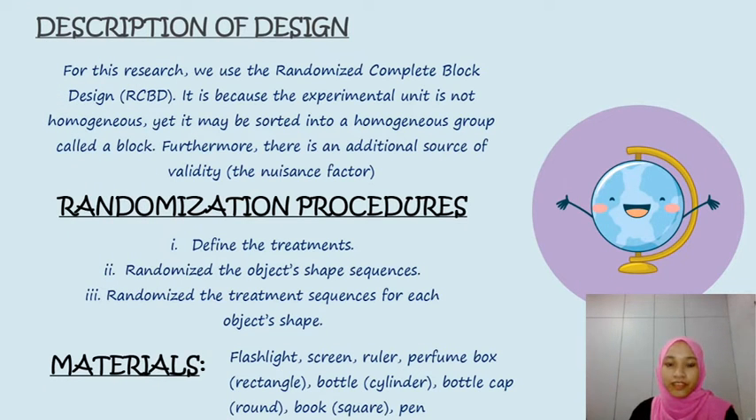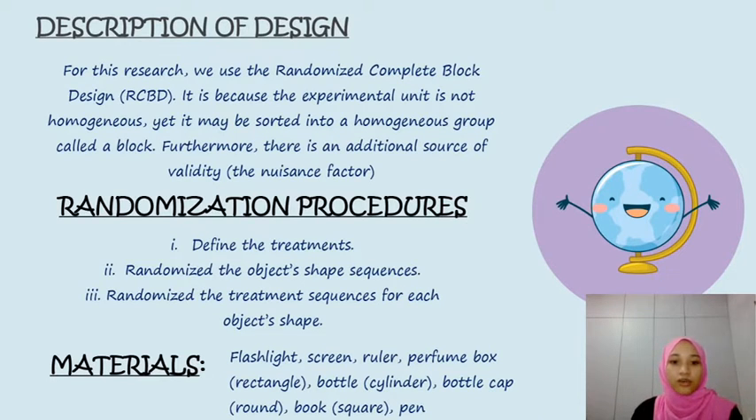For the description of design, in this research we use the randomized complete block design, which is RCBD, because the experimental unit is not homogeneous, but it may be sorted into homogeneous groups called blocks. Furthermore, there exists a nuisance factor. For the randomization procedures, first we need to define the treatments, and then we randomize the object shape sequences, and then we randomize the treatment sequences for each object shape.